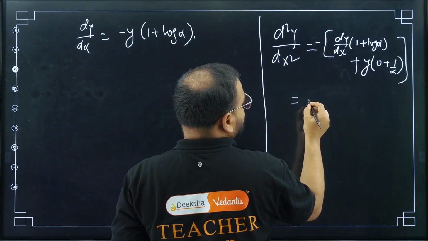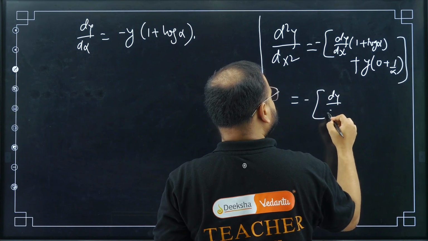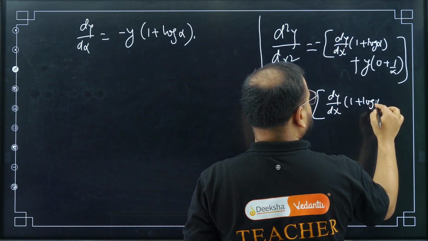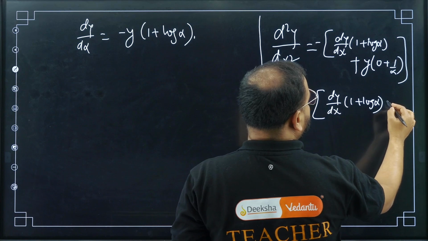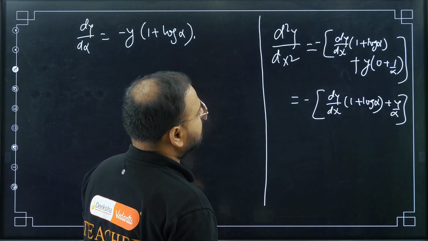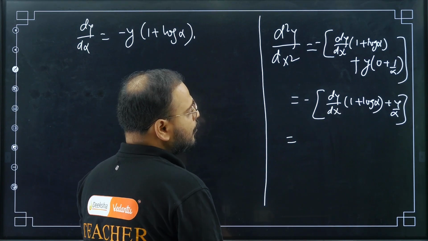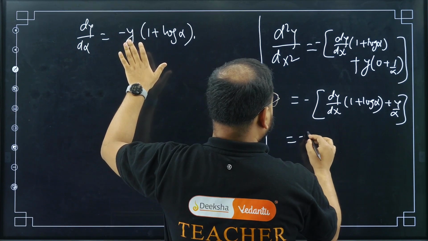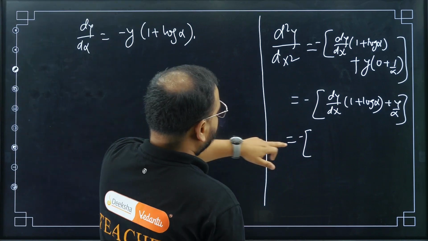Please simplify this. I'll get minus dy by dx times 1 plus log x. What next? Simply y by x plus y by x. Yes or no? Yes, sir. Now please check. What is my dy by dx? This value, from here. So I keep the minus sign over here. I can rewrite the rest of the statements over here.